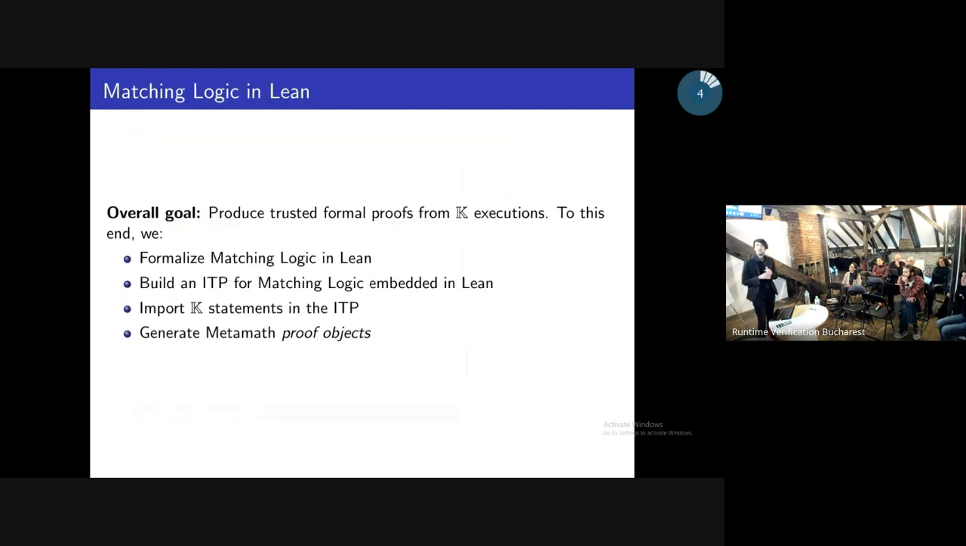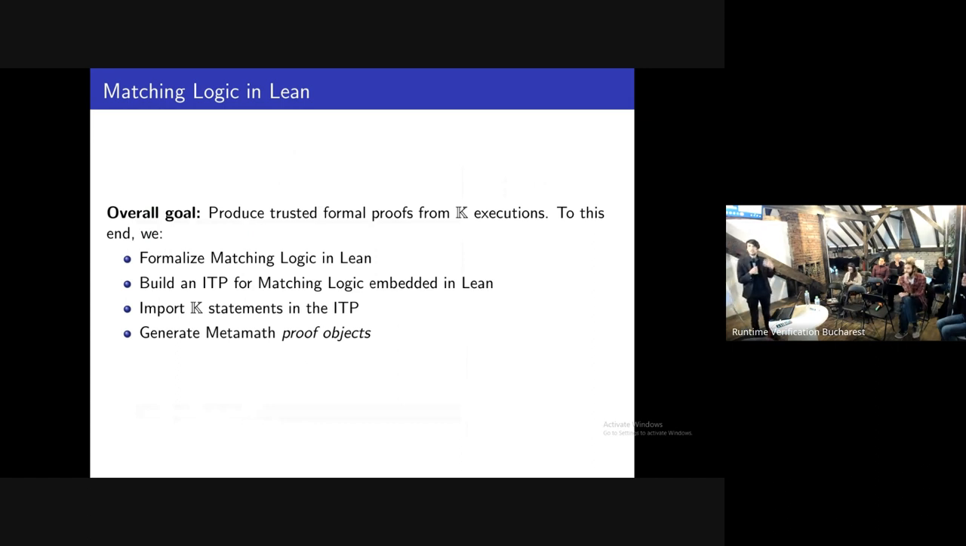that we use. Okay, so the overall goal and idea of the project is to essentially create a link between the K framework and Lean as a means of, in the end, bringing interactive theorem proving capabilities in connection with the K framework.